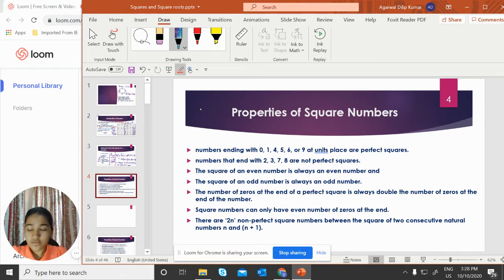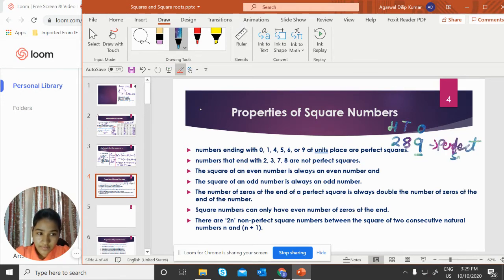The first property states that numbers ending with 0, 1, 4, 5, 6, or 9 in the units place are perfect squares. What does it mean? So if I take the number 289, it ends with 9 in its units place, or ones place, right? So is it a perfect square? Yes, this is a perfect square. Why? Because it ends with 9 in its units place.